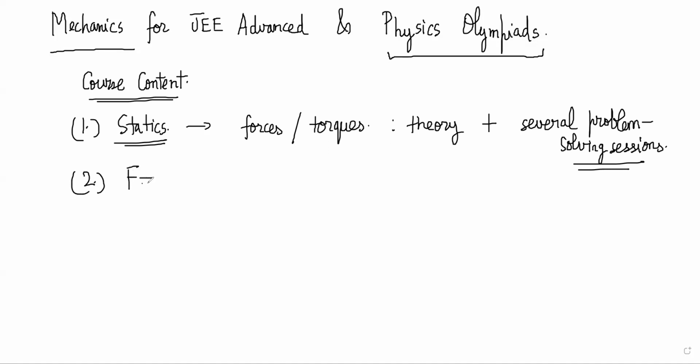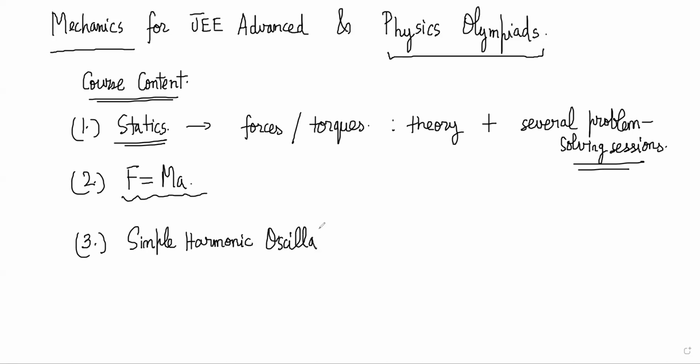Then we get to F is equal to ma, basically Newton's laws. That will be the second chapter for the course. After Newton's laws, we go to the chapter on oscillations or simple harmonic motion. Slightly early for simple harmonic motion, but the analysis that we'll do there will be useful because we'll be using that sort of analysis later as well. So simple harmonic motion or oscillations, that will be our third chapter.